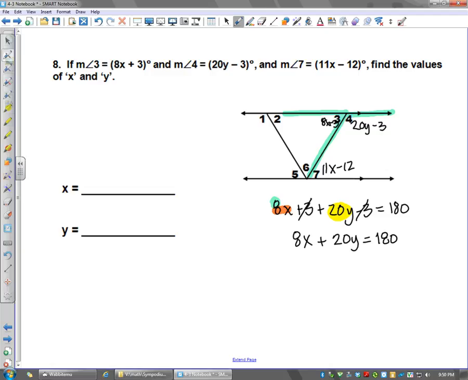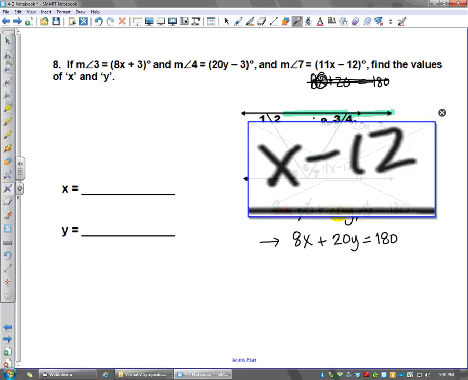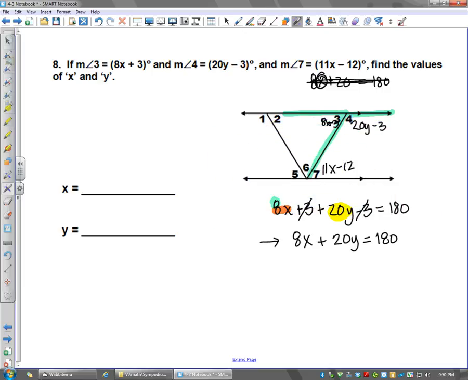Now, the problem is I can't solve that equation. I can only solve an equation that looks like this, maybe. 8x plus 20 equals 180. Notice that there's only one variable. I can solve that equation, but I can't solve this one. So I need to look for another relationship. Well, you should probably already be recognizing that that has an x, and this also has an x. So let's trace over those two angles and see what we get.